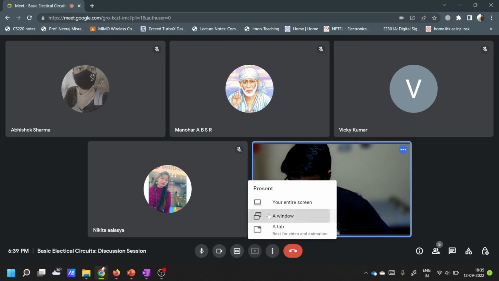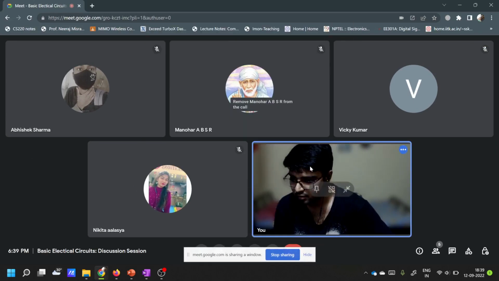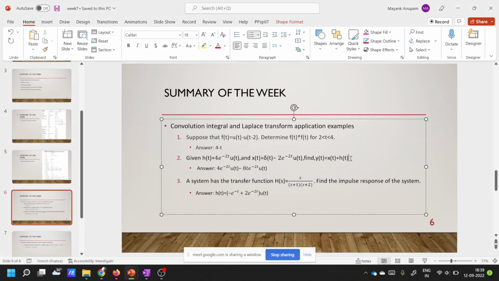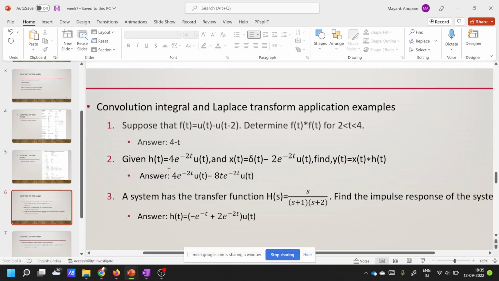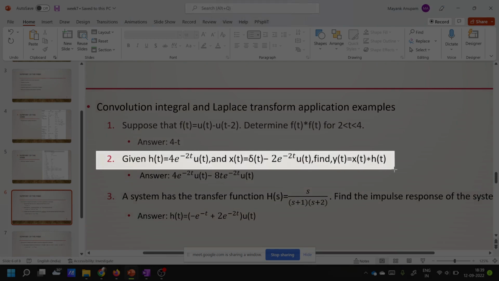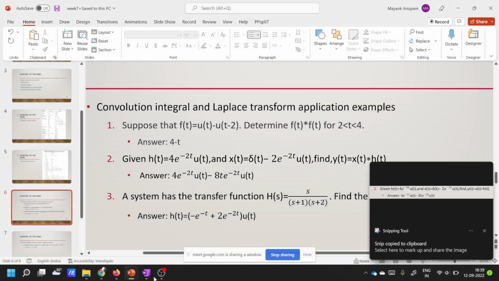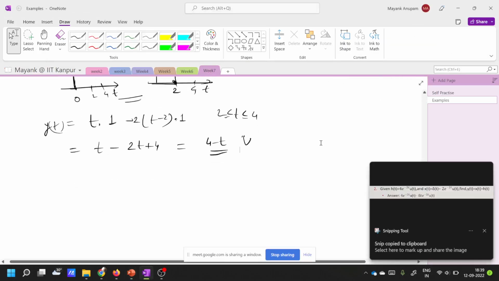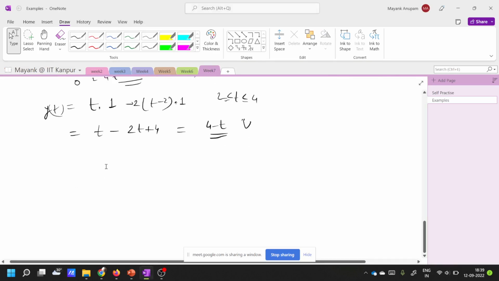Okay, wait for a second. Yeah, this is the one. Second question. h of t is 4 e to the power minus 2t u of t. x of t is delta of t minus 2 e to the power minus 2t u of t. So let's take a screenshot of this. So we have to find this out. Yes, of course it is easy.